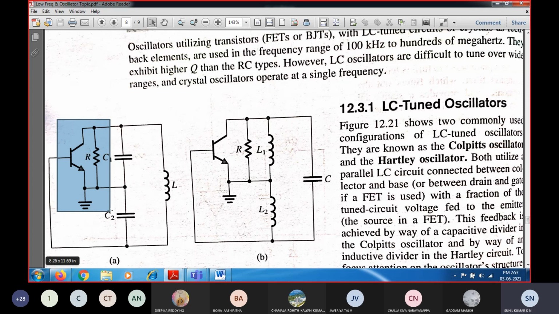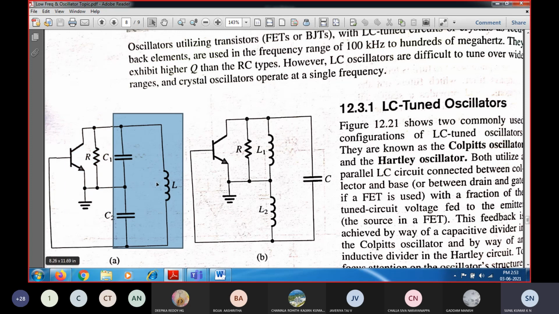So any amplifier can have a path between the input and output. The amplifier can be of BJT type or FET type, or it can be an operational amplifier. And then the feedback network should be made of capacitors and inductors. If capacitors and inductors are there, then it is called an LC oscillator, or it is also called a tank circuit.